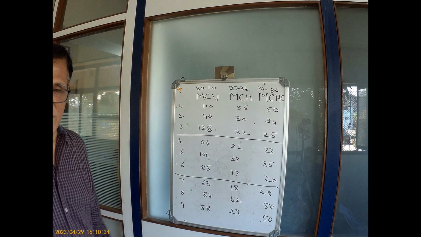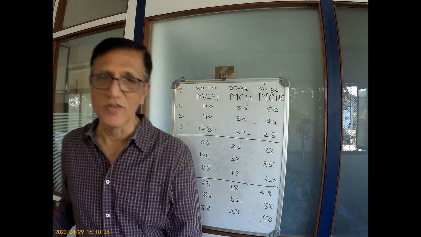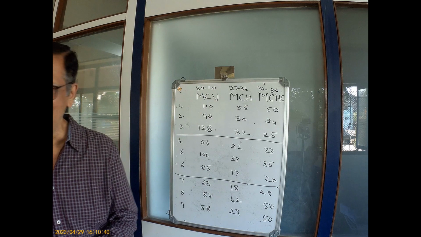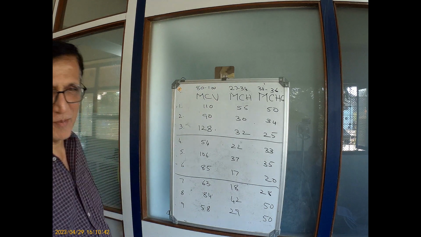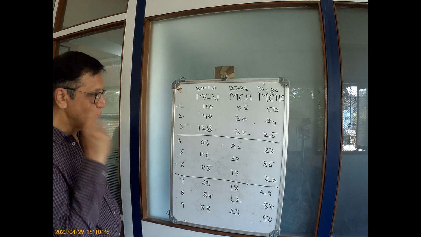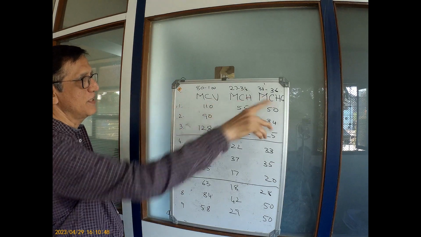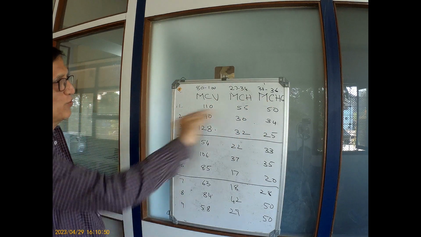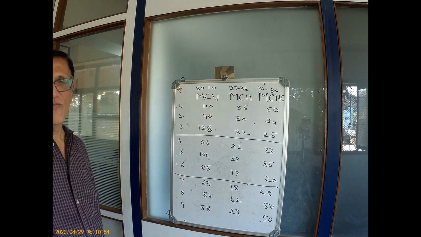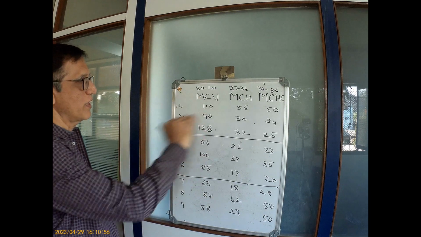In the meantime, when this camera was switched off, the participants were taking a quiz and marking themselves. This was the quiz: they were given 9 values of MCV, MCH and MCHC and had to make a diagnosis from all this. Those following us on the video can also have a look at this.